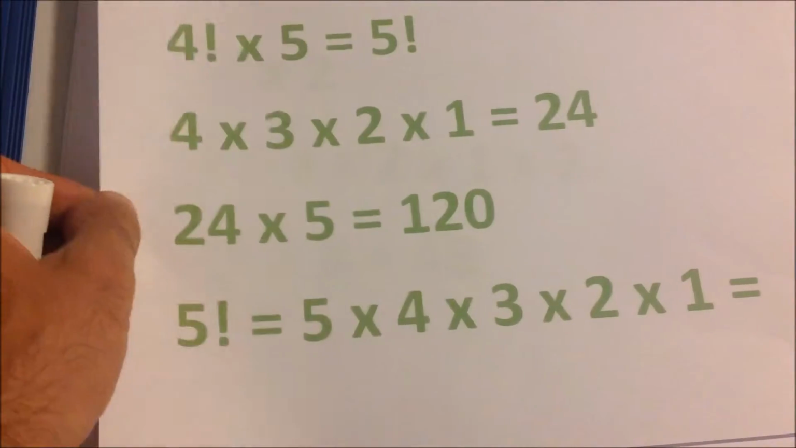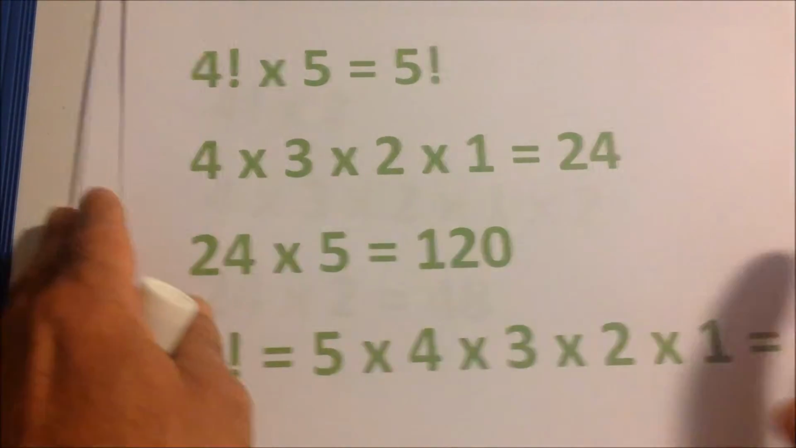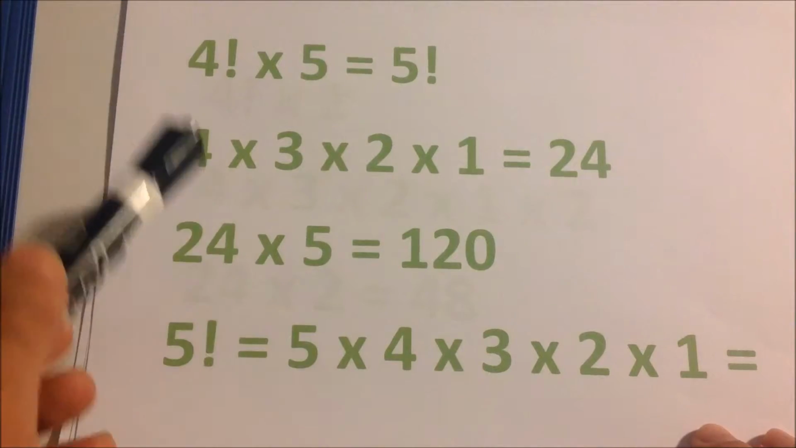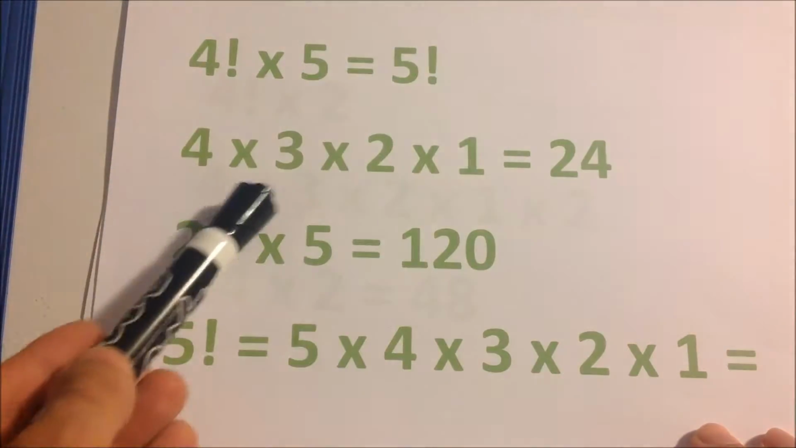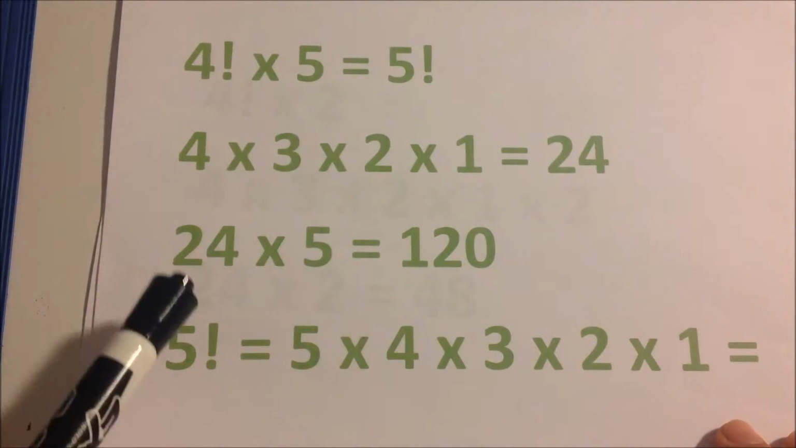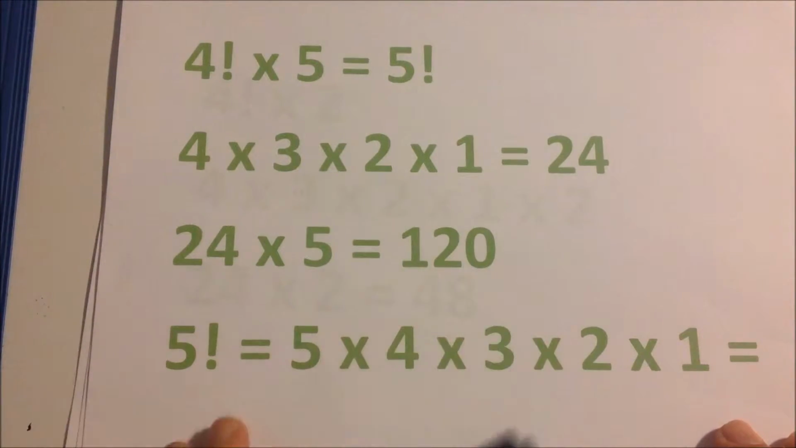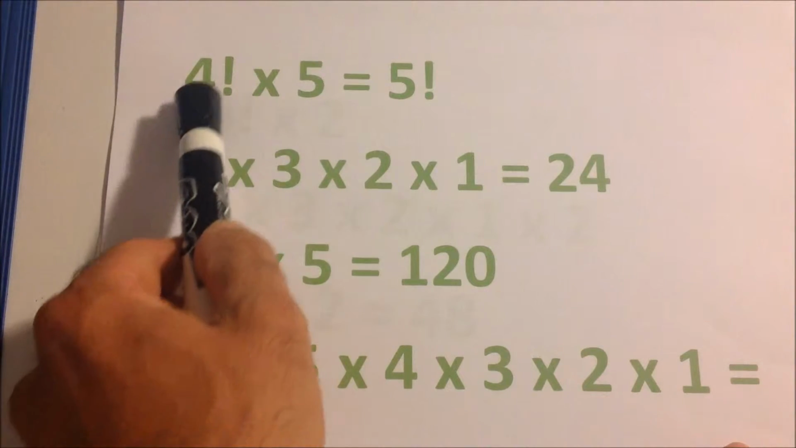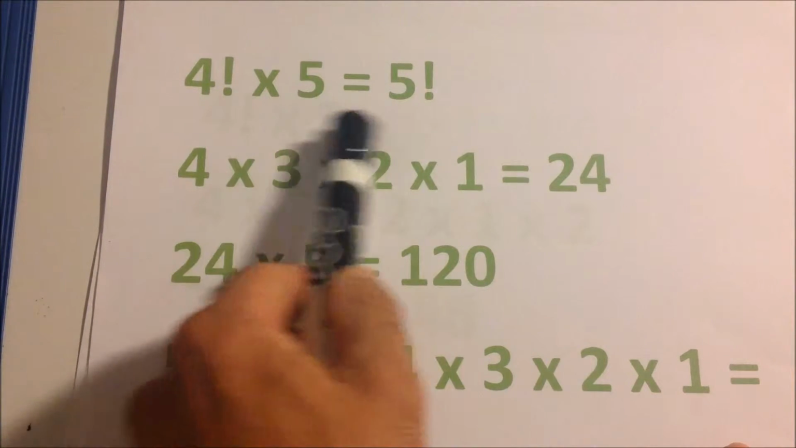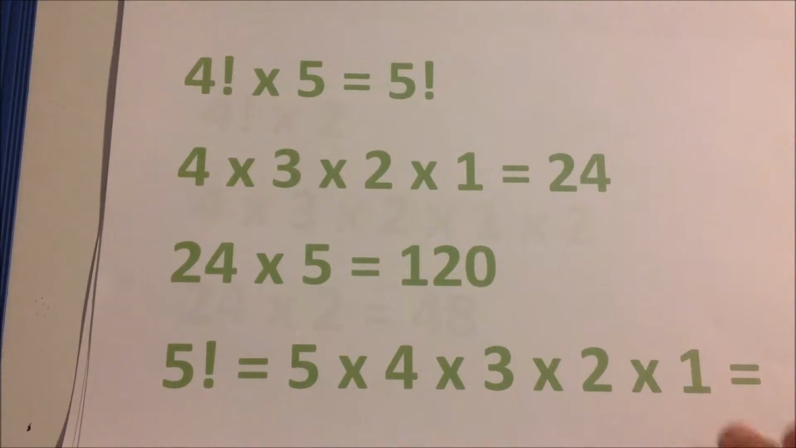So 4 factorial times 5, same thing. We'll do 4 times 3 times 2 times 1, and then we'll do it times 5. 24 times 5, we get 120. But when you see 4 factorial times 5, you see another number increased. You can just say it's 5 factorial.